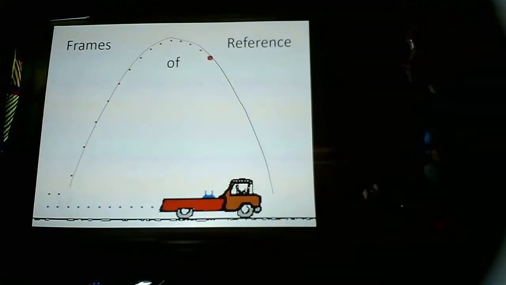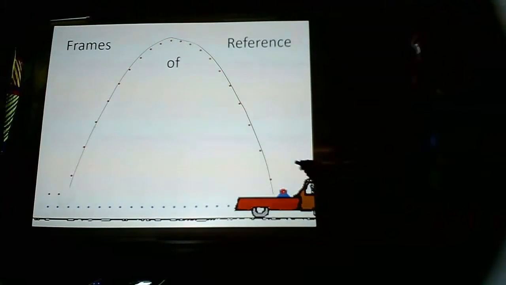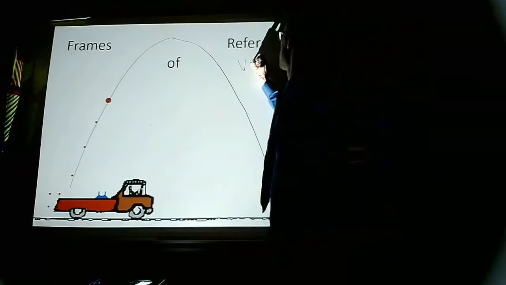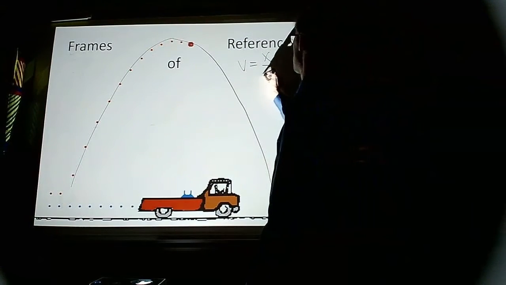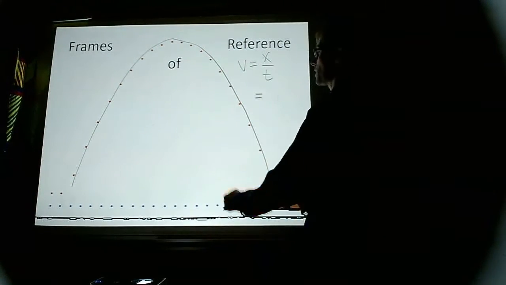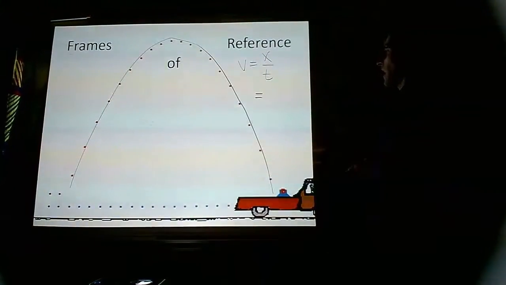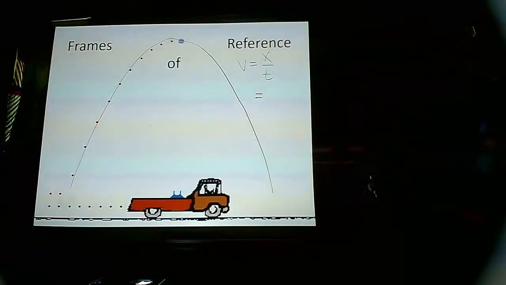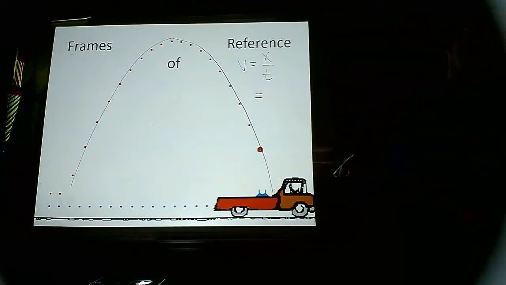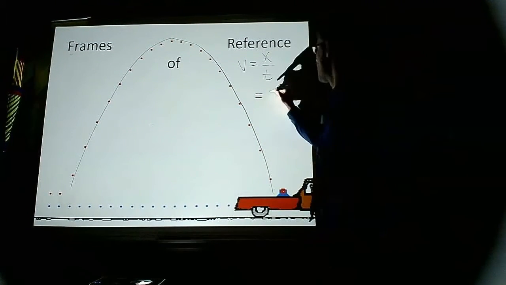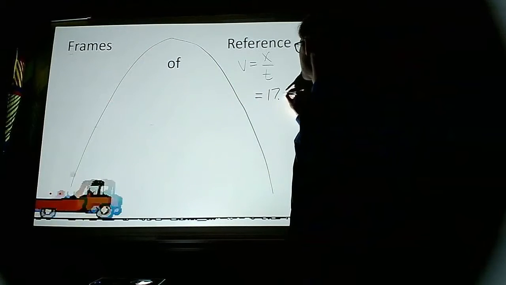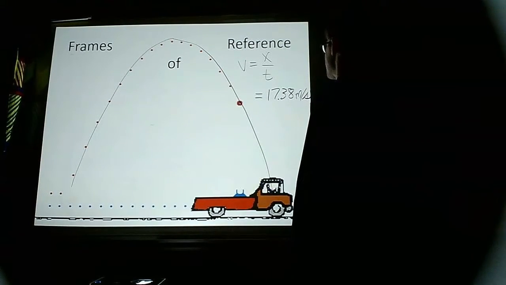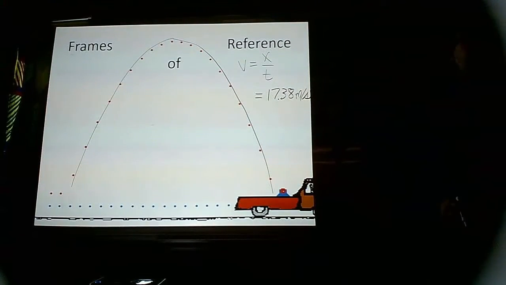Now, let's say we wanted to figure out the speed that this ball had here. Speed is just distance over time. So we would take this distance here and divide it by time, and we'd get a certain number. Let's just assign it a random number. What's a good number for speed? 17. 17.38 meters per second. Or miles an hour, whatever.